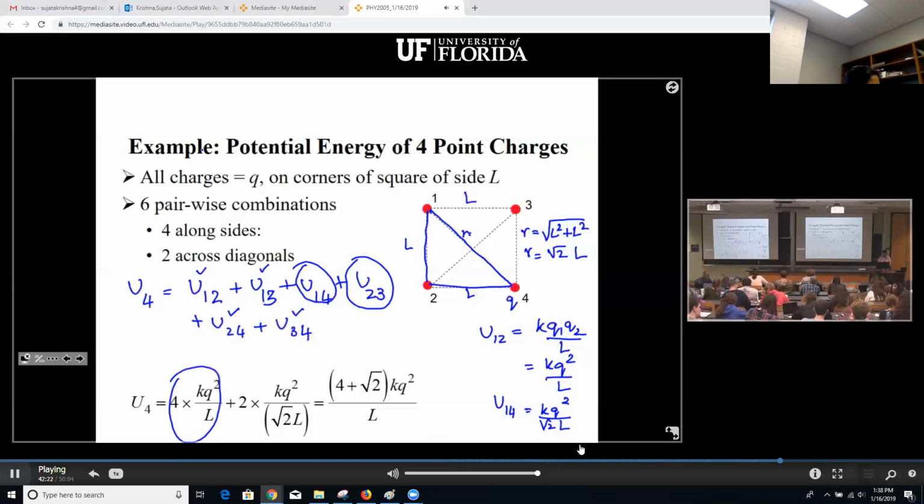And then we have twice the second term. So 2 divided by root 2 is the same as just writing it as root 2. Yeah. So we get root 2 KQ squared over L from the second term. And then if we take KQ squared over L in common between them, then we have 4 plus root 2 times KQ squared over L. So this is our final answer. And if you were given values for Q and L, then you would actually calculate it numerically.